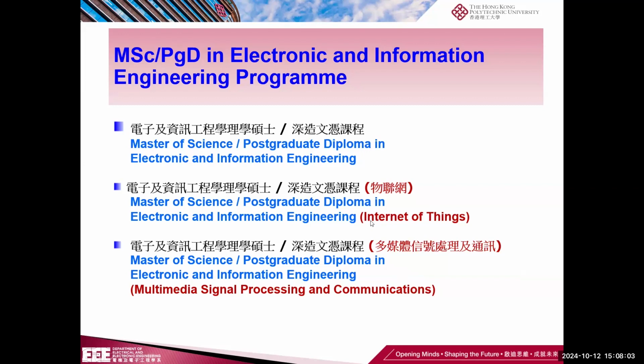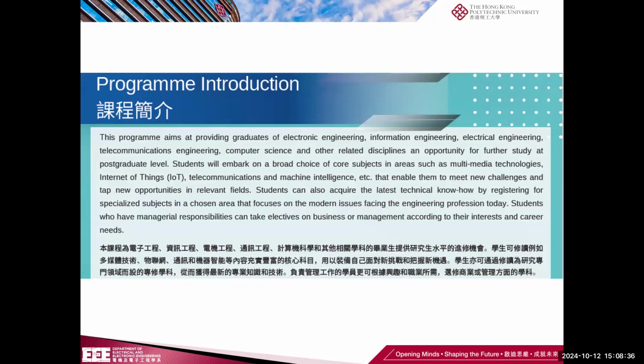You can see we have the Internet of Things. This is one special lesson. What is the special lesson? Later on, I will give you more details. Then we also have multimedia signal processing and communications. That means when you get the degree, if you select one of these two, then we will add this title into your degree. So in addition to the EIE title, you also have this title in your degree. Later on I will give you the details.